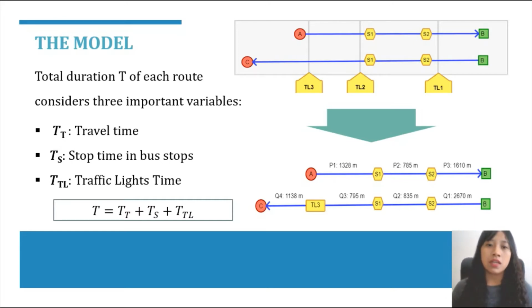After that, the total duration T of each route considers 3 important variables. They are T subscript T, the travel time between 2 consecutive stations or between 1 station and 1 traffic light; T subscript S, the stop time in bus stops; and T subscript TL, the traffic light time. Then T is the addition of these 3 variables: T subscript T plus T subscript S plus T subscript TL.